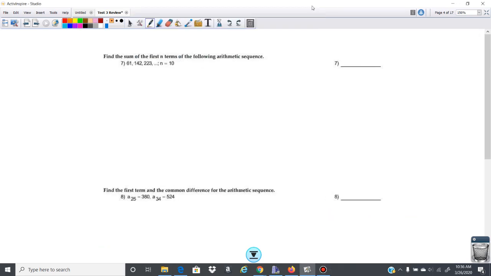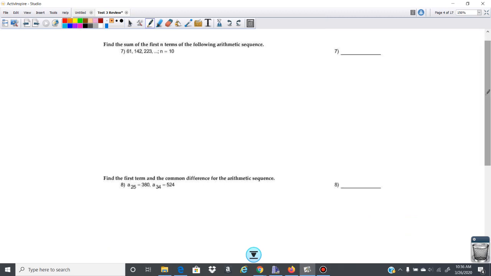All right, the next problem that we have is to find the sum of an arithmetic sequence. So let's go through and take a look at that. We want the sum of the first 10 terms. Here is our sum formula for an arithmetic sequence: the sum of n terms equals n over 2 times a sub 1 plus a sub n.